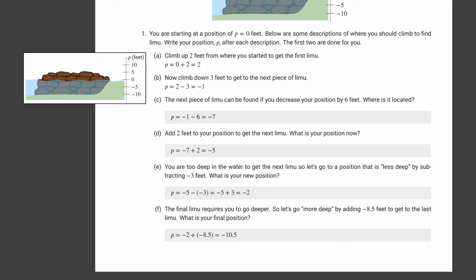In the last part, part 1f, we will have to go more deep, or more negative, by 8.5. So we'll add a negative 8.5 to get more negative. More negative is the same as less positive, so we could also subtract a positive 8.5 to come up with the same answer. Negative 2 plus negative 8.5 equals negative 10.5.